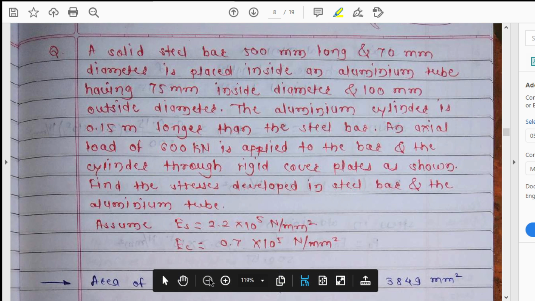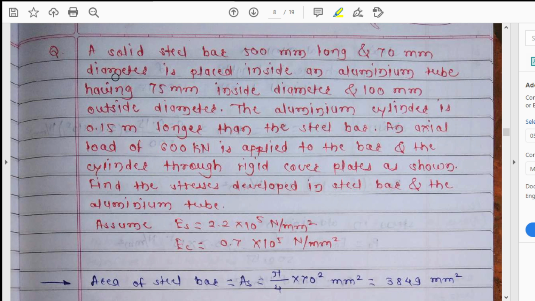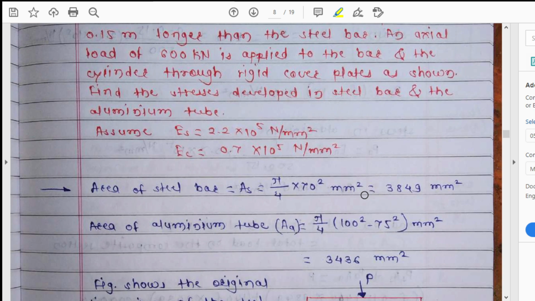A solid steel bar of 500 mm long and 70 mm diameter is placed inside an aluminum tube having 75 mm inside diameter and 100 mm outside diameter. The aluminum cylinder is 0.15 meter longer than the steel bar. An axial load of 600 kilonewton is applied to the bar and the cylinder through rigid cover plates. Find the stress developed in the steel bar and the aluminum tube.